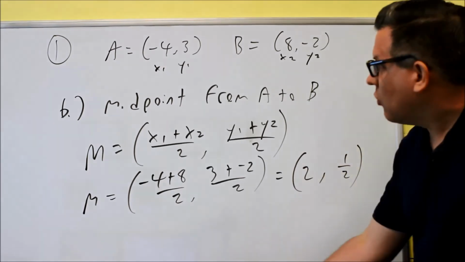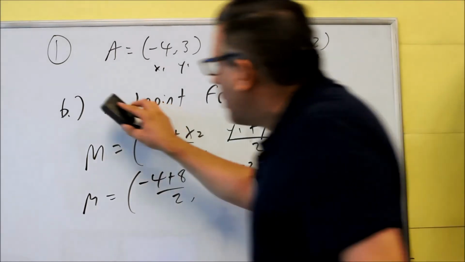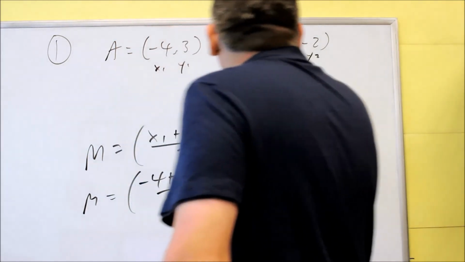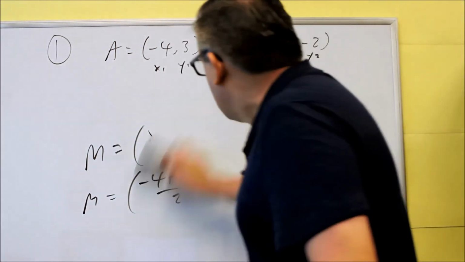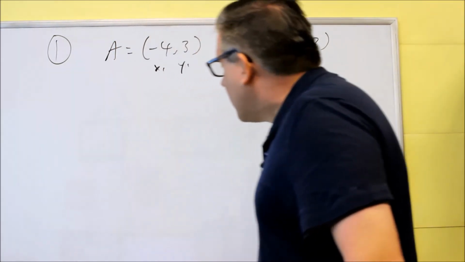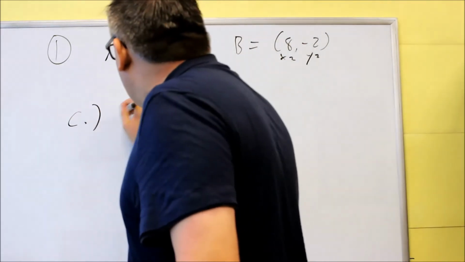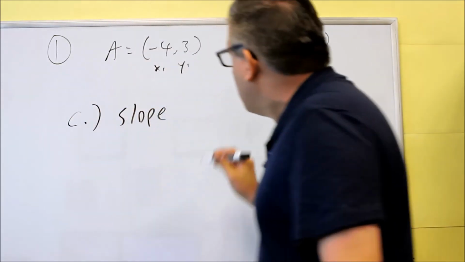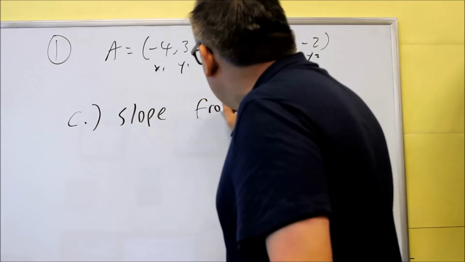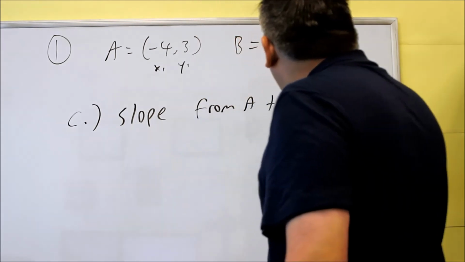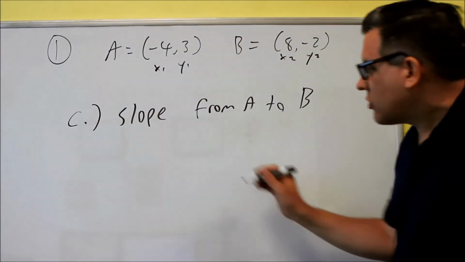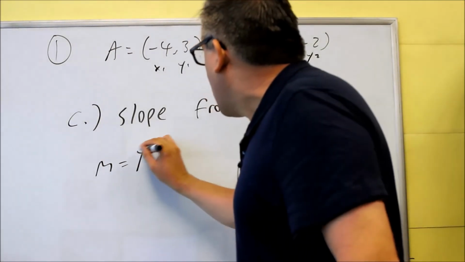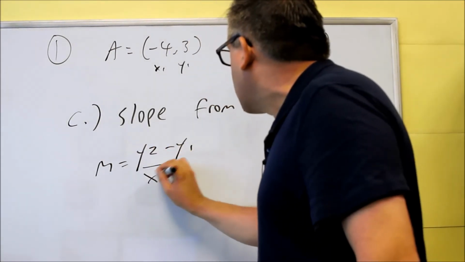Okay, so next we're going to do part C. And part C wants the slope of a line between those. So part C is slope from A to B. So, okay, for slope, we have to know the slope formula, and that's going to be y2 minus y1 over x2 minus x1.